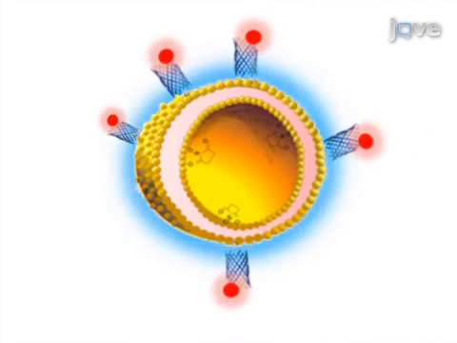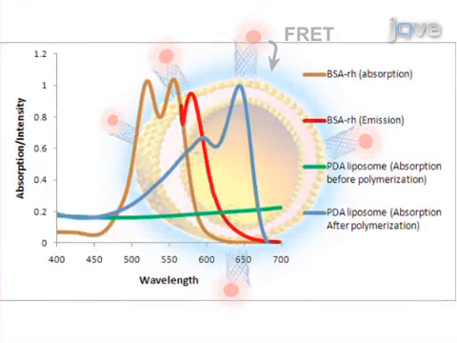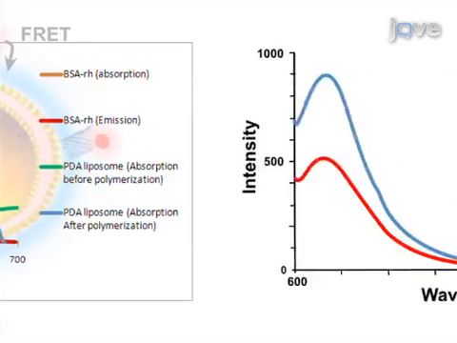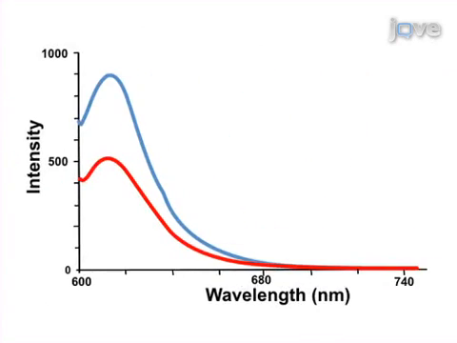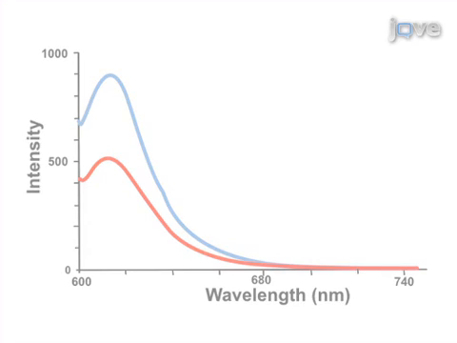When fluorescence resonance energy transfer is then measured, the emission spectrum of liposome-bound BSA rhodamine overlaps with the absorption spectrum of PDA. This satisfies the resonance requirement for the FRET mechanism. Thus, data can be obtained that indicate interactions between ligands and receptors.